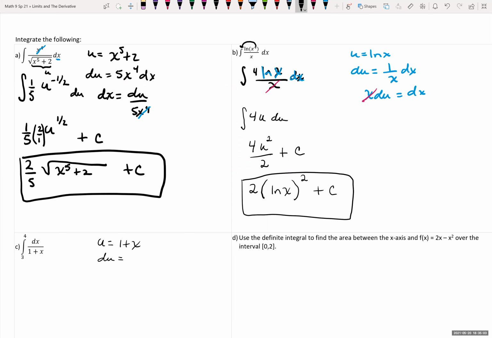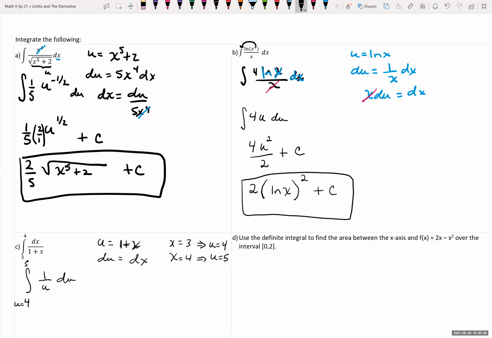If x is equal to 3, then u is equal to 1 plus 3, which is 4. So down here, u equals 4. And then we can plug in x equals 4. So 1 plus this 4 gives us u is 5. Of 1 over u du.